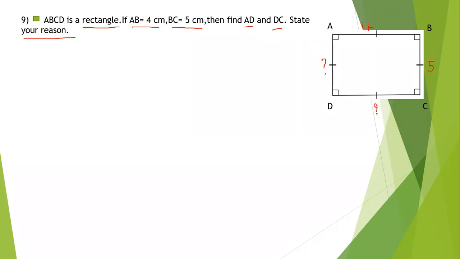So for this, we need to remember the properties related to a rectangle. One of the properties of a rectangle is that the opposite sides of a rectangle are equal. AB and CD both are opposite sides. So if AB is 4, DC, or we can say CD, will also be 4 because rectangle has opposite sides equal. And again here BC is 5, so AD will also be 5. In this way we can write AD as 5 and DC as 4.